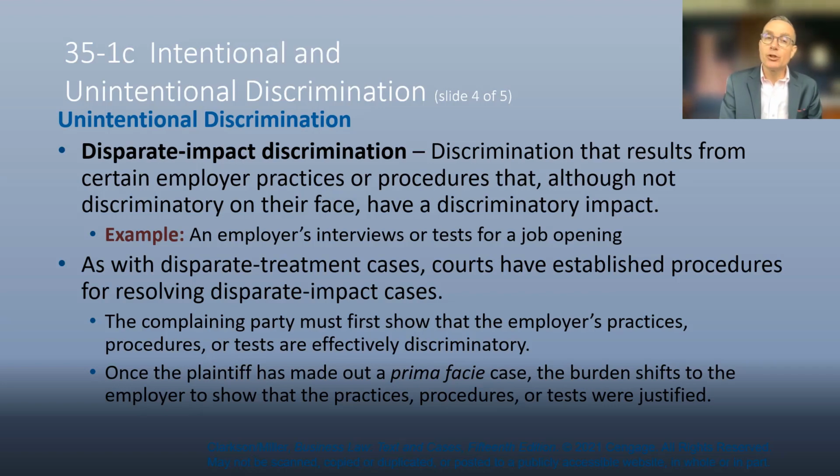Next, we have unintentional discrimination, and this is the disparate impact discrimination. So not disparate treatment, but disparate impact. And it's a little bit different here. Courts have established procedures, nonetheless, to be able to prove these cases up. But this is the kind of discrimination that results not from anything that is overt, but from practices, tests or procedures that, although they're not going to be discriminatory on their face, or it would be disparate treatment, they're going to have a discriminatory impact.